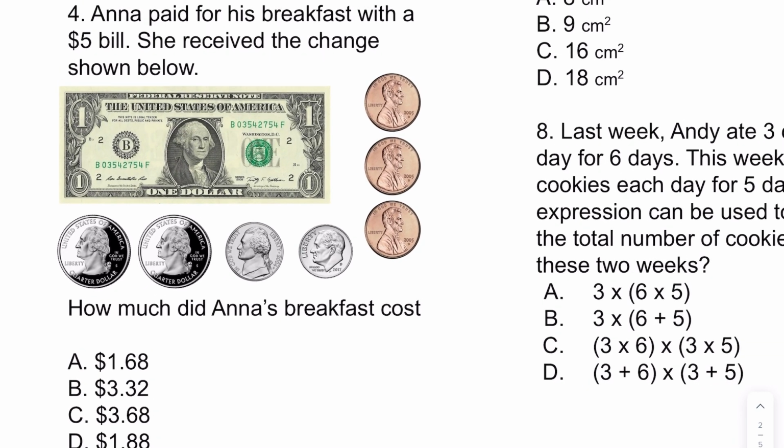Next one, number 4. Anna paid for breakfast with a $5 bill. She received the change shown below. So how much did Anna's breakfast cost? So here the keyword in this word problem is change. And when you receive change, that means that you're going to have to subtract.